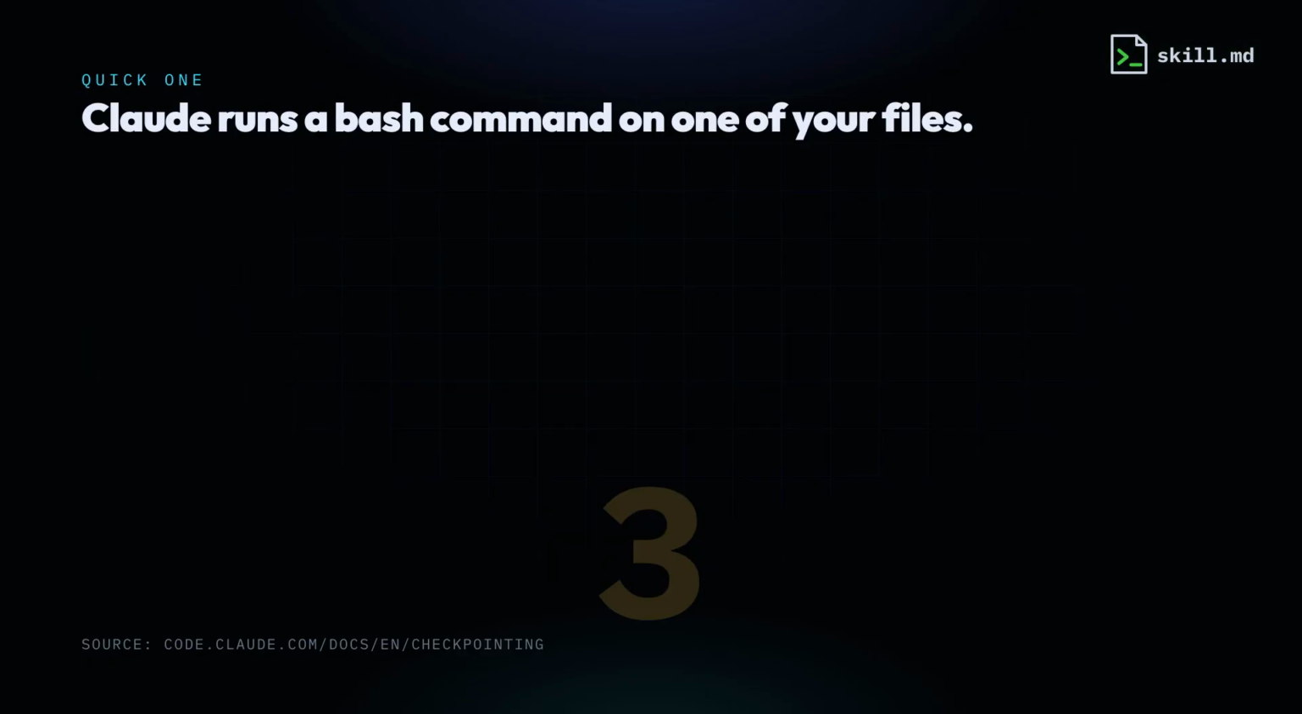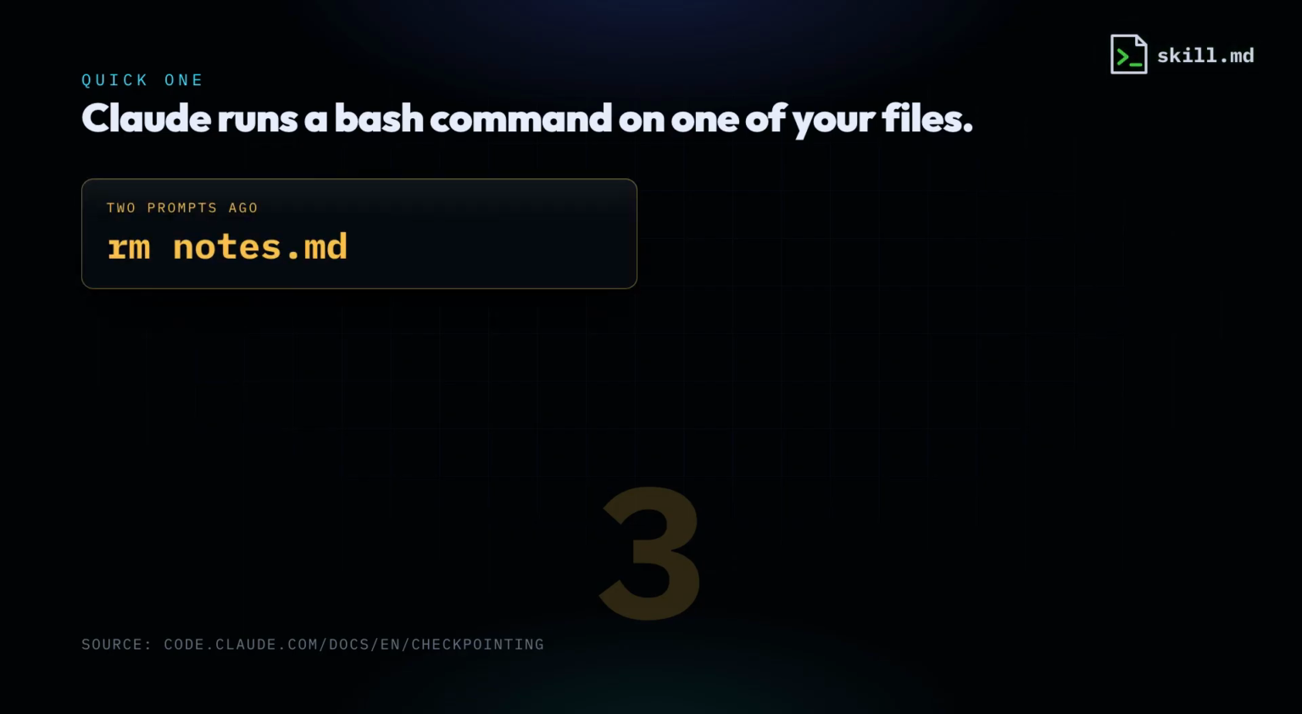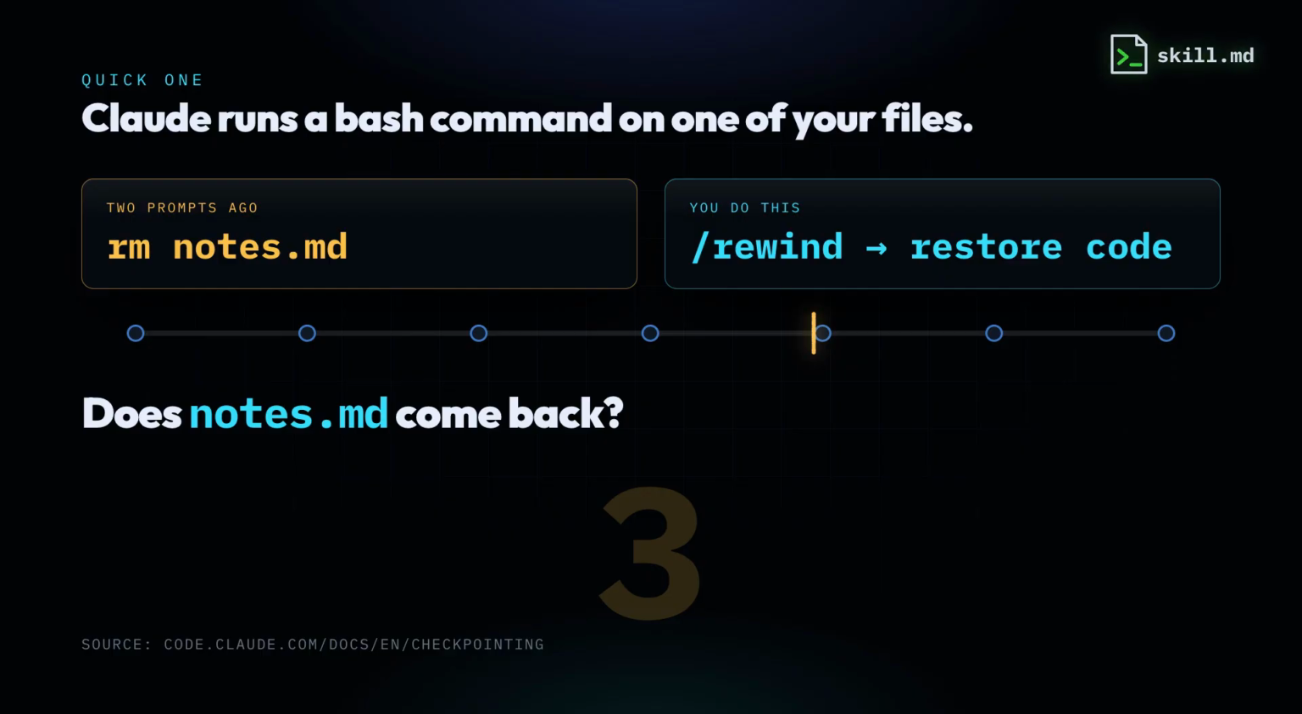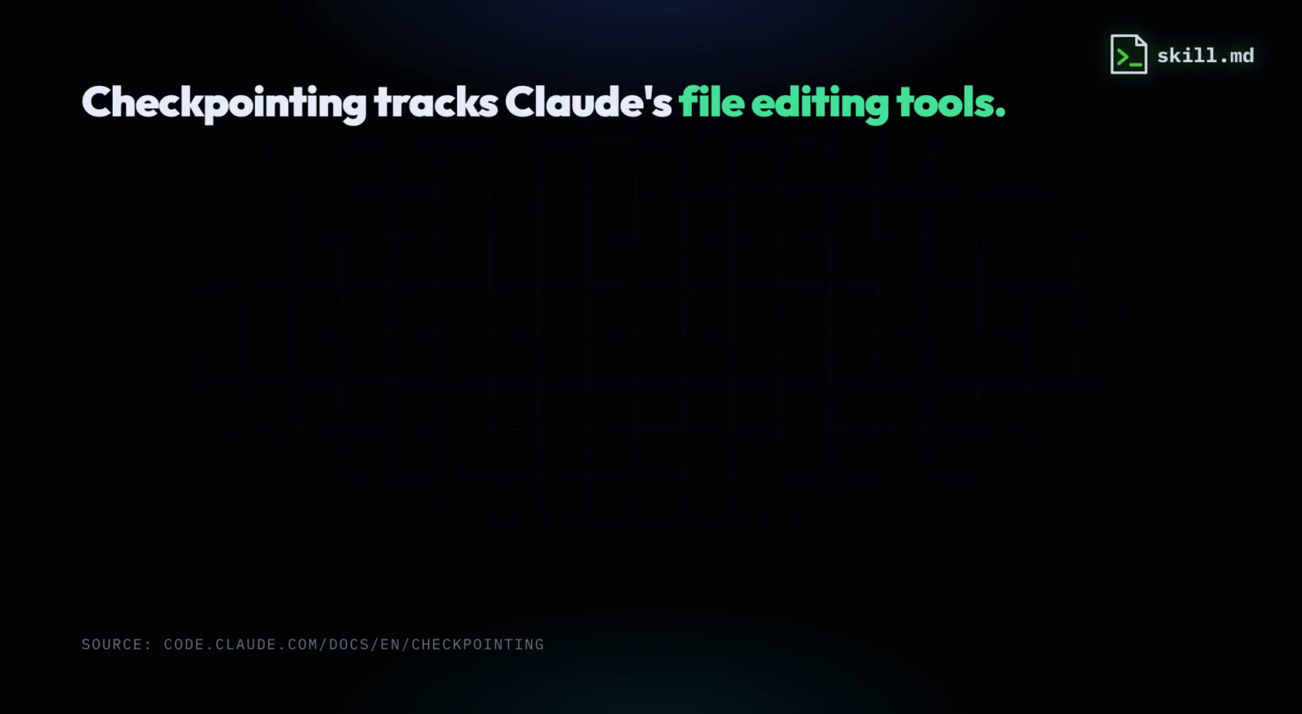So here's the question. Claude runs a bash command, rm, on one of your files. 2 prompts later, you realize, you hit /rewind and you restore the code. Does that file come back? No. And this is the one that catches people.